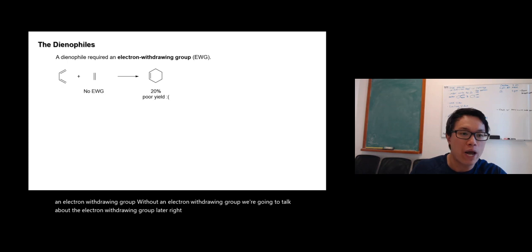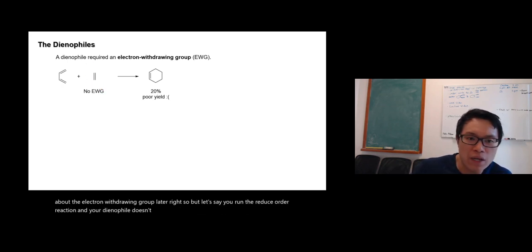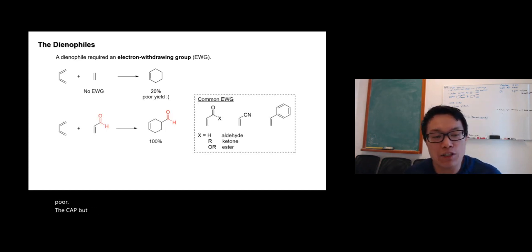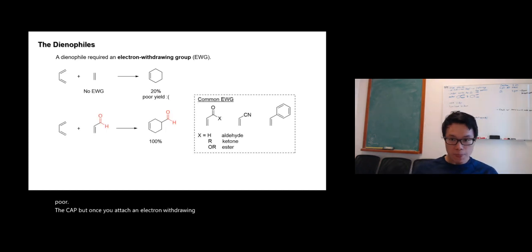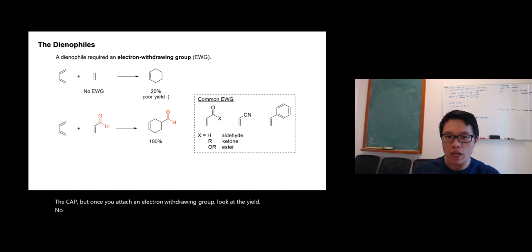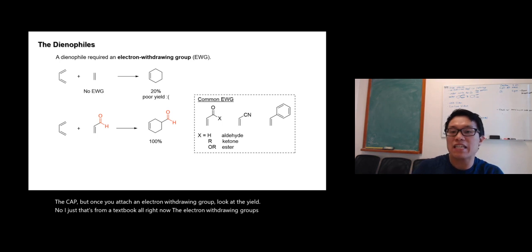But let's say you run a Diels-Alder reaction and your dienophile doesn't have an electron withdrawing group, the yield is poor. Okay, but once you attach an electron withdrawing group, look at the yield. All right, that's from the textbook. Now, this is an example of electron withdrawing groups.